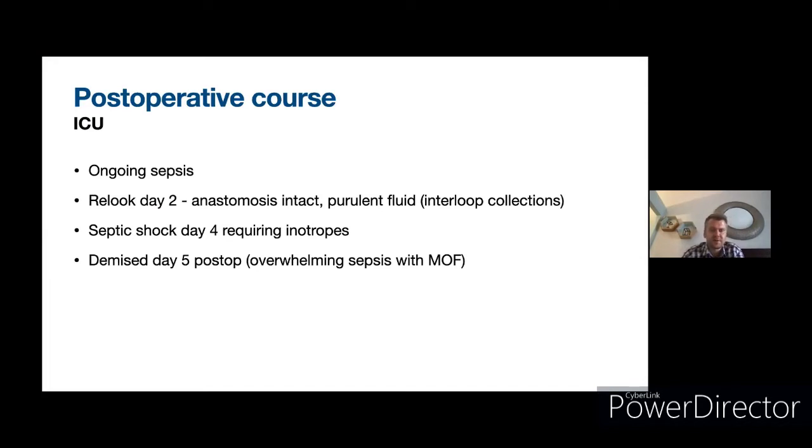Post-operatively, unfortunately, the patient didn't do very well. He immediately required ICU, had ongoing sepsis, which prompted a relook laparotomy on day 2. His anastomosis at that relook was found to be intact, although the other findings suggested that he had developed intra-abdominal sepsis with purulent fluid in between his loops of bowel. He was washed out and taken back to ICU. Developed worsening sepsis then on day 4, eventually requiring inotropes, and demised the following day from overwhelming sepsis and multi-organ failure.